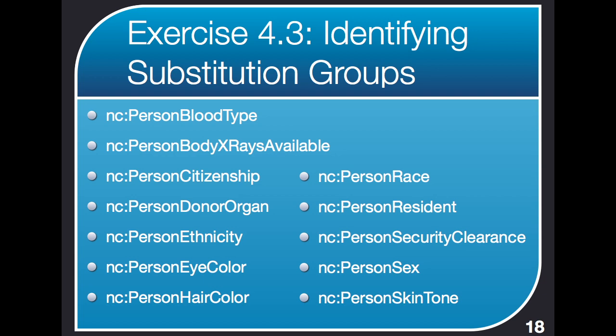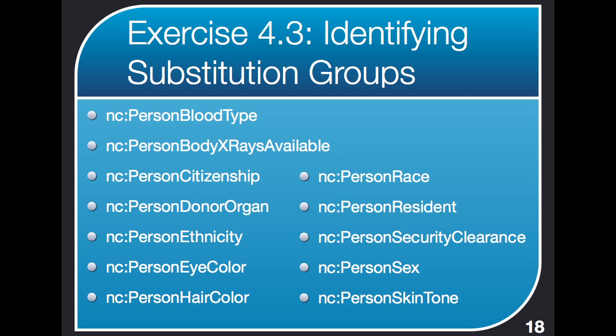But this is an element. This isn't a type. It's just an element called person blood type. And indeed, there's a person blood type code and a person blood type text. There's person body x-rays available, which is not a Boolean. It sounds like it might be a Boolean. And in fact, I went, is that right? And I double checked it.